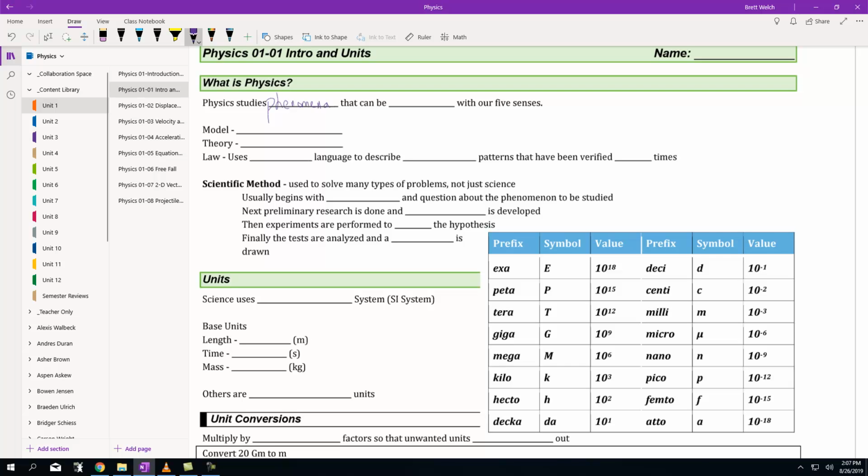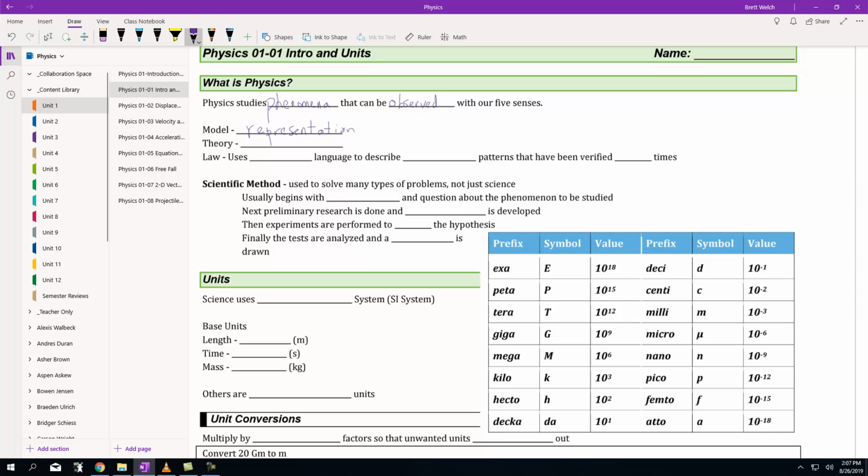First thing you need to understand is that physics studies phenomena, or phenomenon, but phenomena because it's plural, that can be observed with our five senses. When we talk about a model that we use in physics, we're talking about some sort of a representation. Okay, so you're thinking about a representation that is a good model of something that maybe we can't explain as simply, or it isn't as easy to understand.